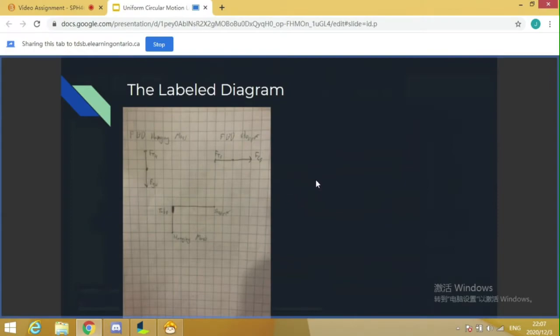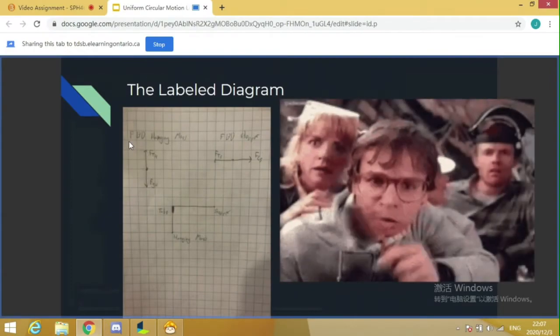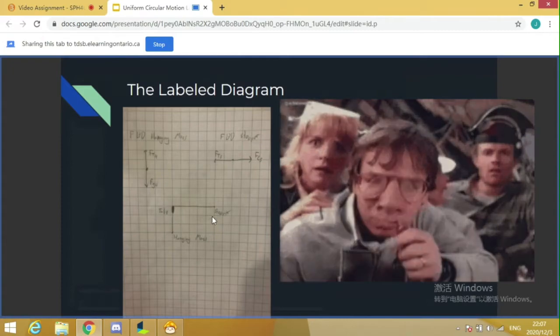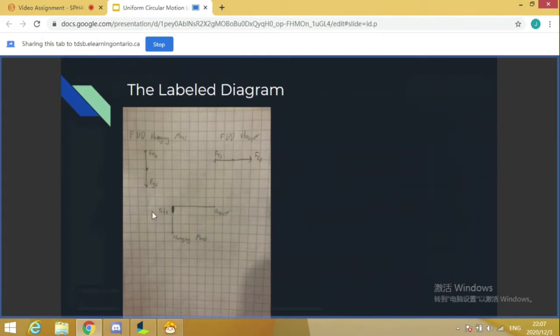So in the labeled diagram, I drew 2 free body diagrams and a rough picture of how the experiment went. So for the hanging mass, you have the force of gravity acting on the object, and you have the force of tension of the rope pulling the mass up. And on the stopper, you have the force of tension, and then you have the centripetal force of the stopper. So as you can see here, hanging mass this way, stopper this way. The tube is the axle.